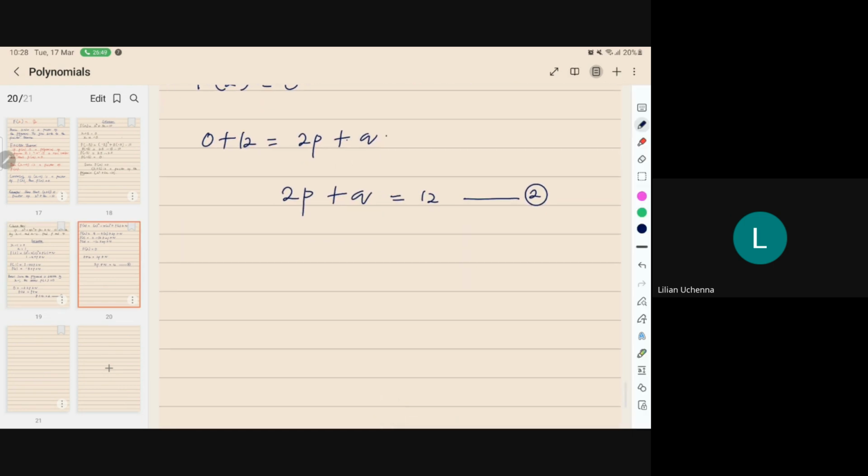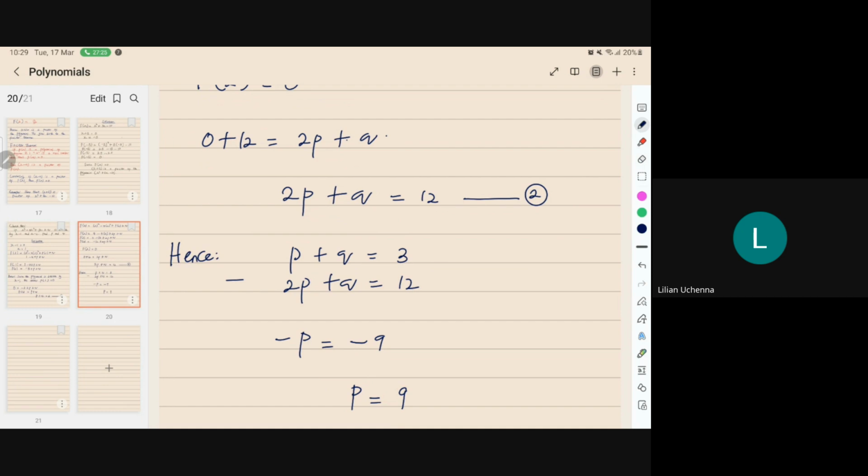So hence we'll have that p plus q is equal to 3, and that 2p plus q is equal to 12. When we solve simultaneously, if I subtract this, I'm going to have that minus p is equal to 3 minus 12. That will give us negative 9. So that's p is equal to 9. I hope you know how to solve your simultaneous equation. I'm assuming that since you're prepping for this exam, simultaneous equation shouldn't be a problem.